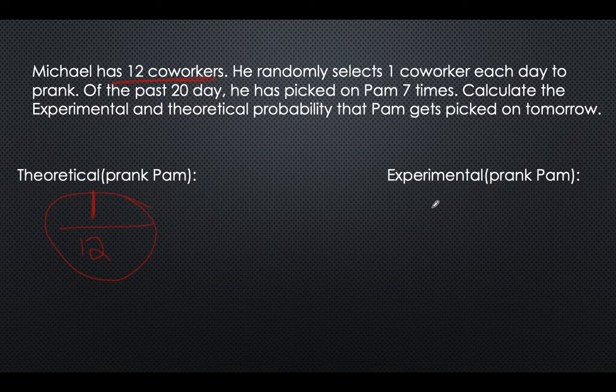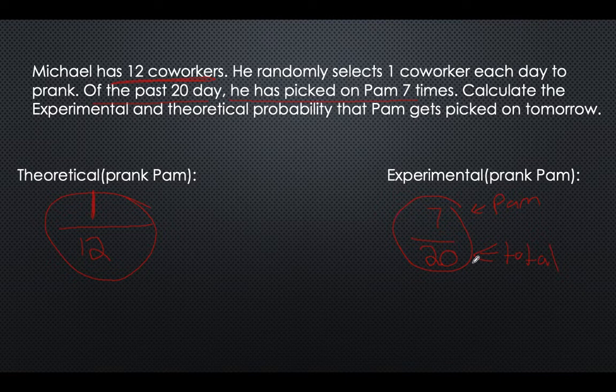Experimental now. Of the past 20 days, there's been 20 events, so to speak, where he picks on a coworker. He has picked on Pam 7 times. So the experimental probability would be 7 over 20. That's the times Pam got picked on, and that's the total number of days that Michael has been pranking in this experiment, quotation marks.